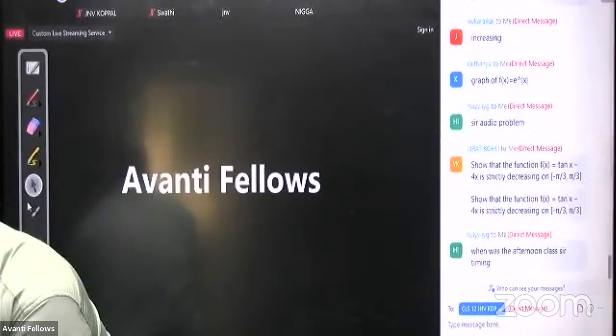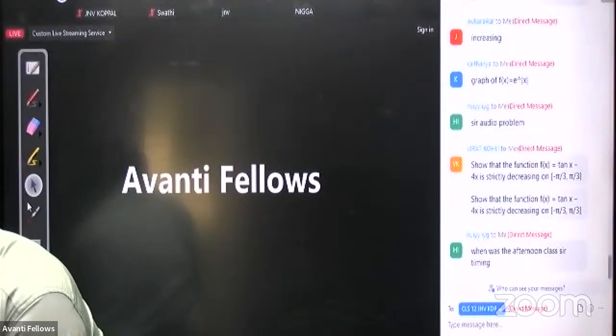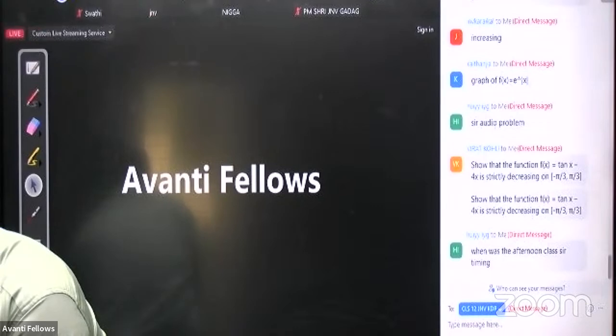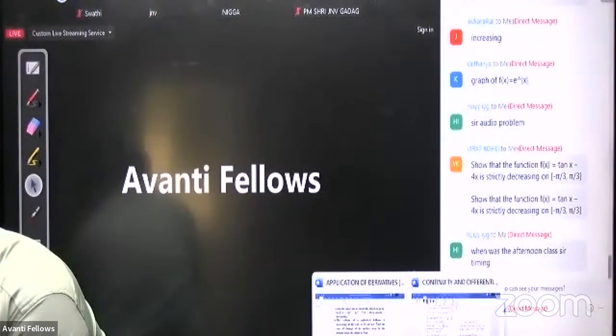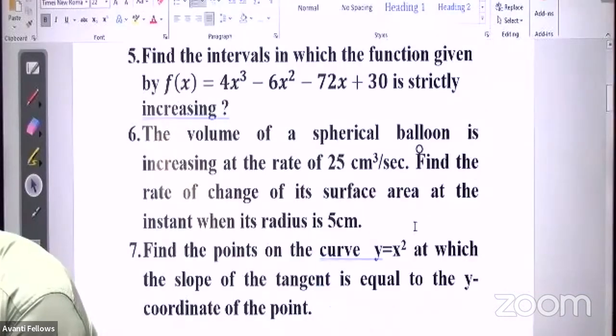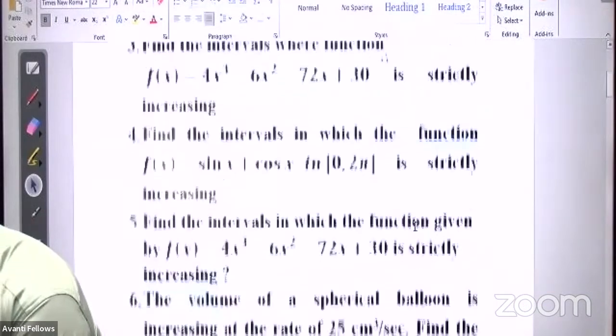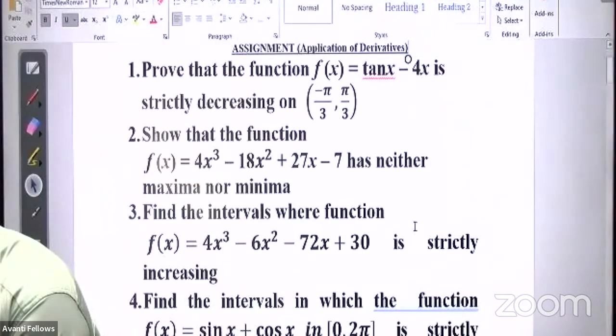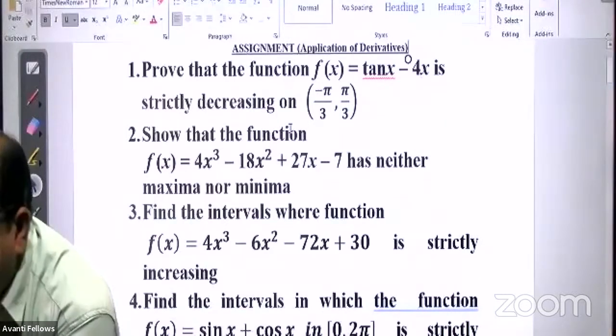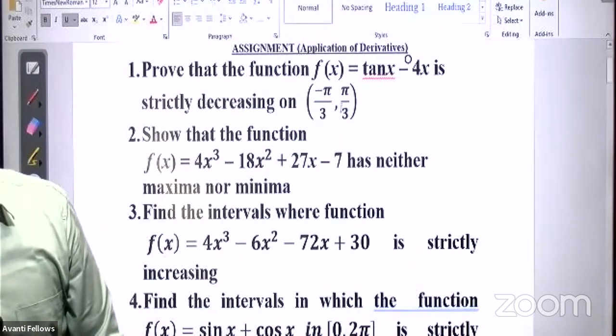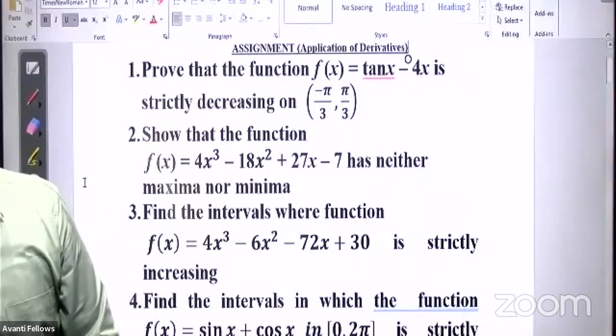Show that the function f of x equal to tan x minus 4x is strictly increasing in minus pi by 3 to pi by 3. I think that problem is already with me, and I am going to discuss it. I think that problem is already in my list. Some problems I have selected: tan x minus 4x is strictly decreasing on minus pi by 3 to plus pi by 3. That I will be discussing in the afternoon. Don't worry. Then we'll stop here.